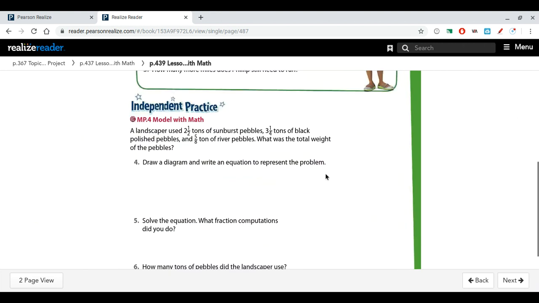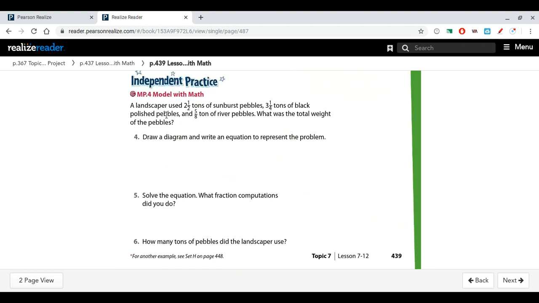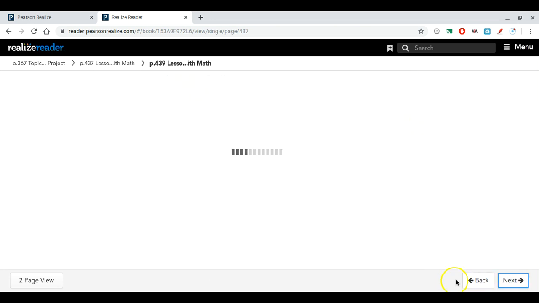Okay, so taking a look at what you have for your problems, it's word problem work where you guys are doing bar diagrams. So you are going to go ahead and do 4, 5, and 6 because it's all related to this. It's what we just did. Draw a diagram, write an equation, solve the equation. What fraction computations did you do? So the fraction computations is, did you add, subtract, multiply, or divide? Well, you didn't multiply or divide because we're only adding and subtracting. And then how many tons of pebbles did the landscaper use? You're giving the final answer down there.